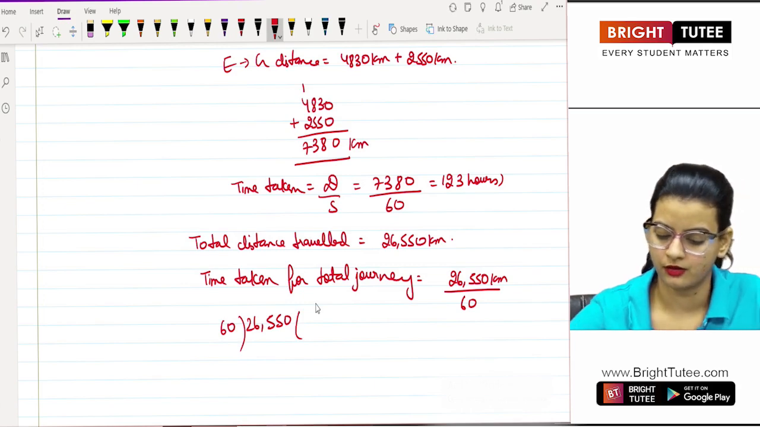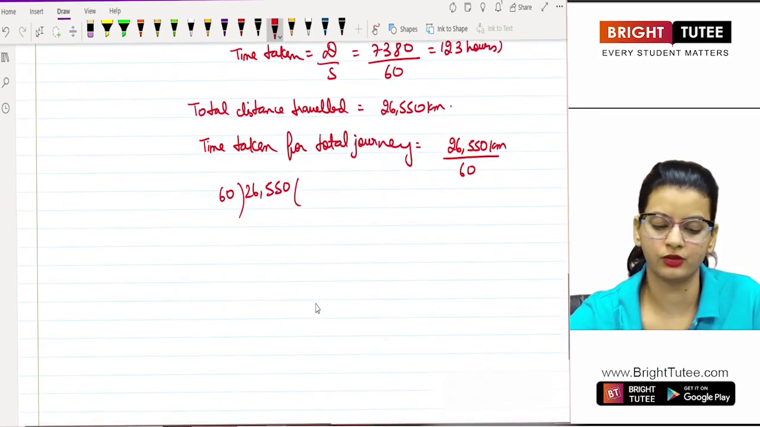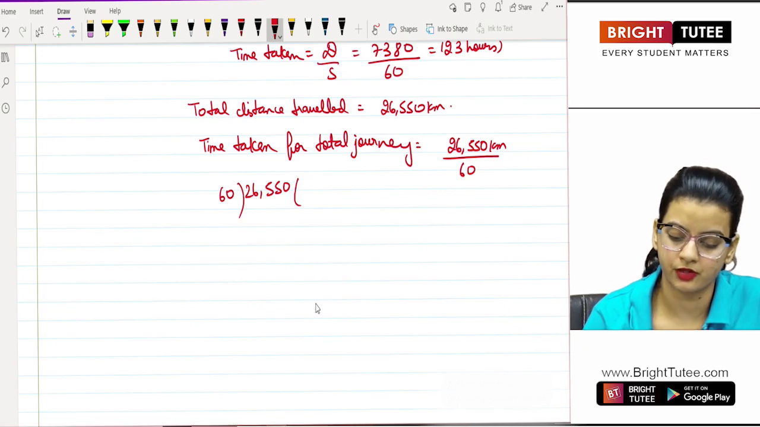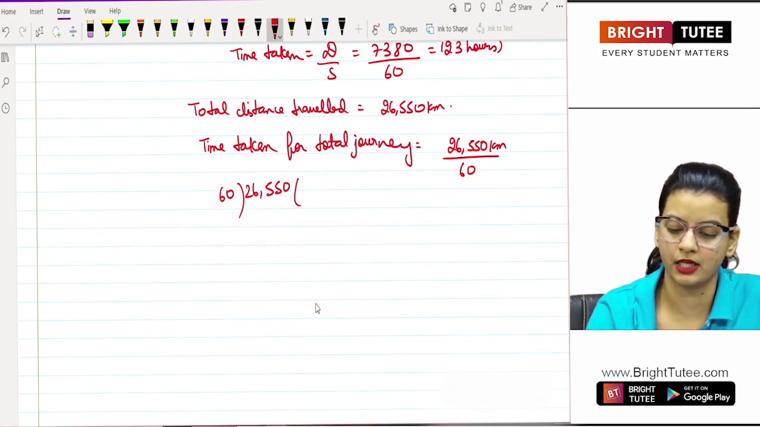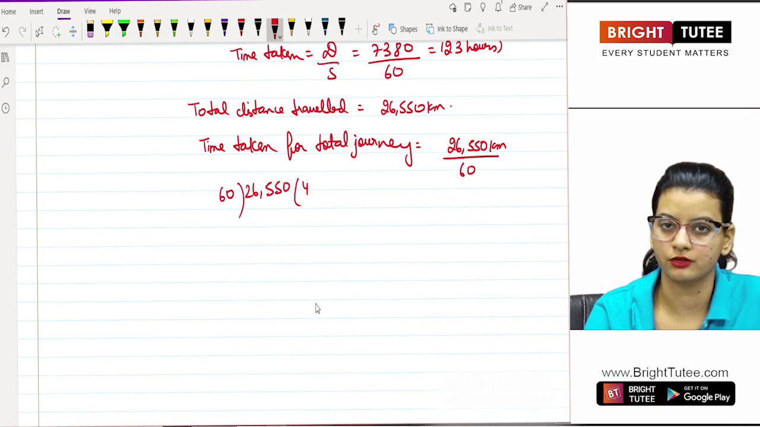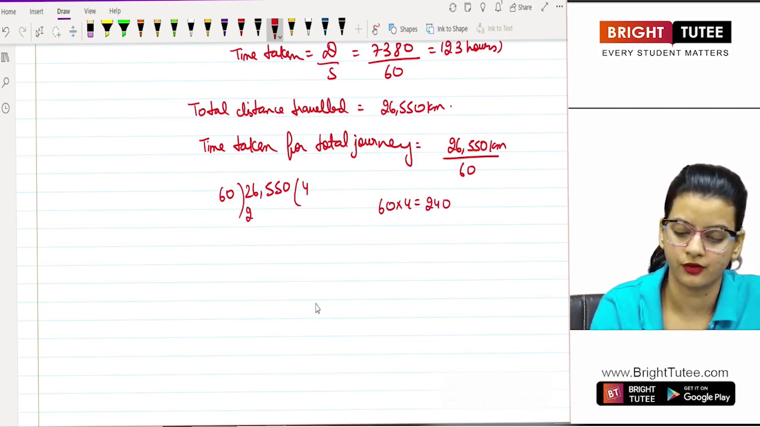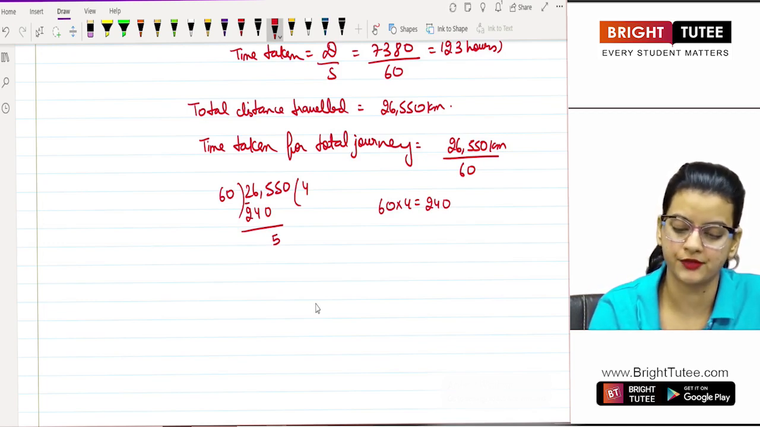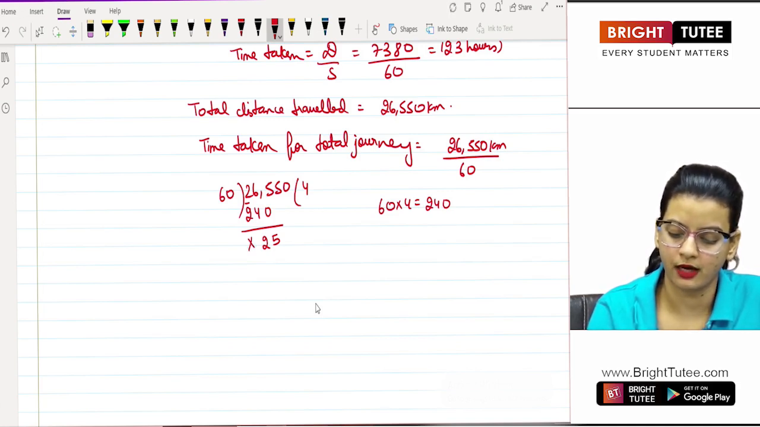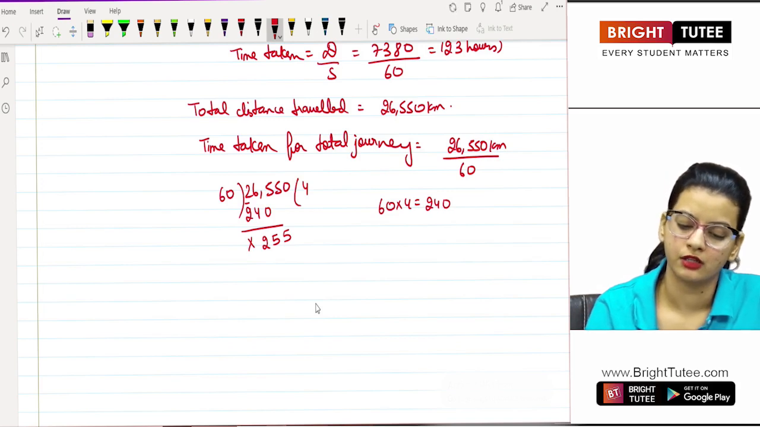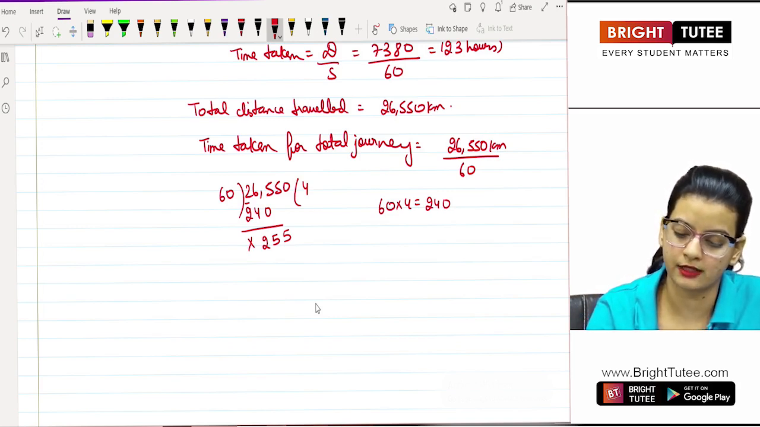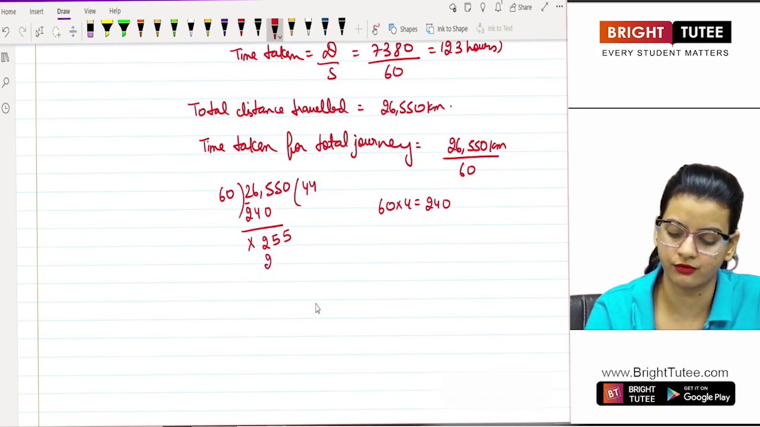So we know that the first division will be 60 into 4. We know that 4 into 6 is 24, so this is 240. So we have 240 over here. We'll subtract this. 5 minus 0 is 5. 6 minus 4 is 2, and 2 minus 2 is 0. So next we have 255. 5 will come down. So again 60 into 4 is 240.